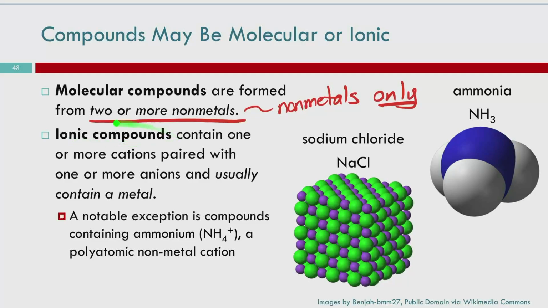We also have ionic compounds that contain 1 or more cations. Are cations positively or negatively charged? Cations are positively charged. So we've got 1 or more cations paired with 1 or more anions, which are negatively charged, and usually, almost always, it contains a metal. So if there's metal in there, I bet it's an ionic compound. One exception is ammonium. We could also have NH4 plus as our cation instead.